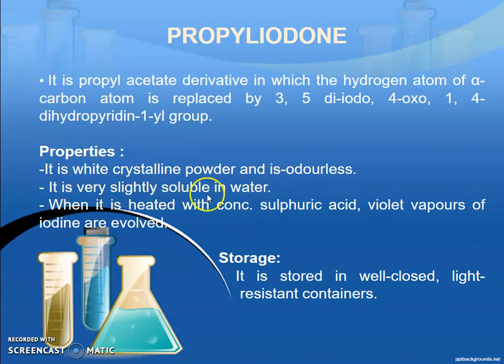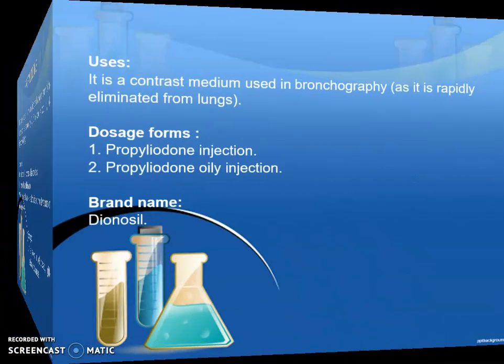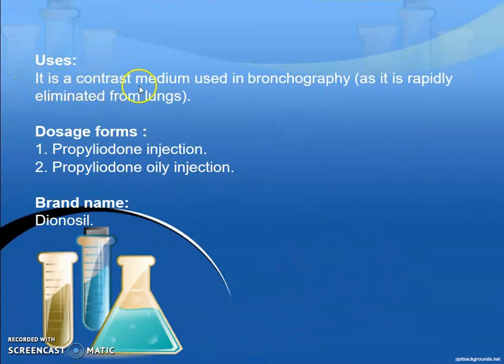It is very slightly soluble in water. Chemical property: when it is heated with concentrated sulfuric acid, violet vapors of iodine are evolved. Storage: it is stored in a well-closed, light-resistant container. Uses: it is a contrast media used in bronchography as it is rapidly eliminated from the lungs. Dosage form: it is available in the form of propyliodone injection, propyliodone oily injection, and the brand name is Dionosil.